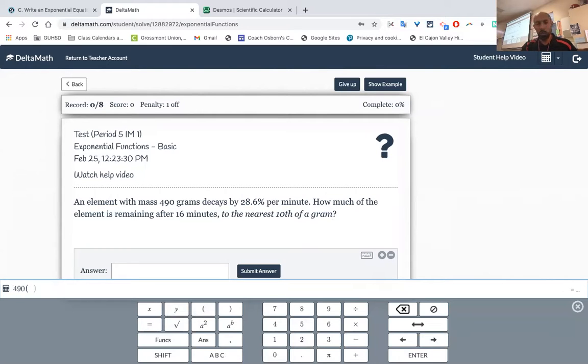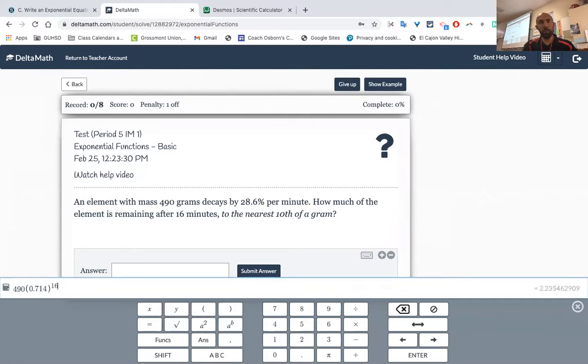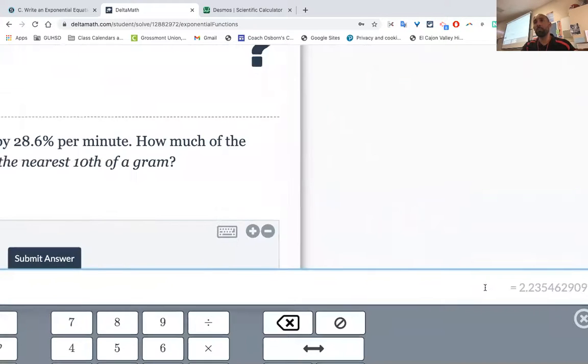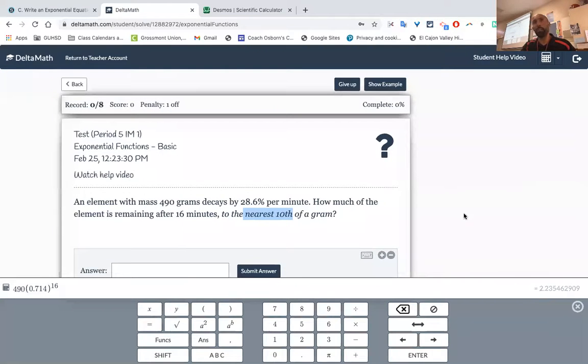Times 0.714. And then I'm going to use that same A to the B button, and I'm going to put the 16 there. And you can see over here to the right, there's our value, 2.23. But remember, it asked us to round to the nearest 10th. So I'm going to write down, since the 10th is the first number after the decimal, I'm going to write down one more to figure out what I need to round to.